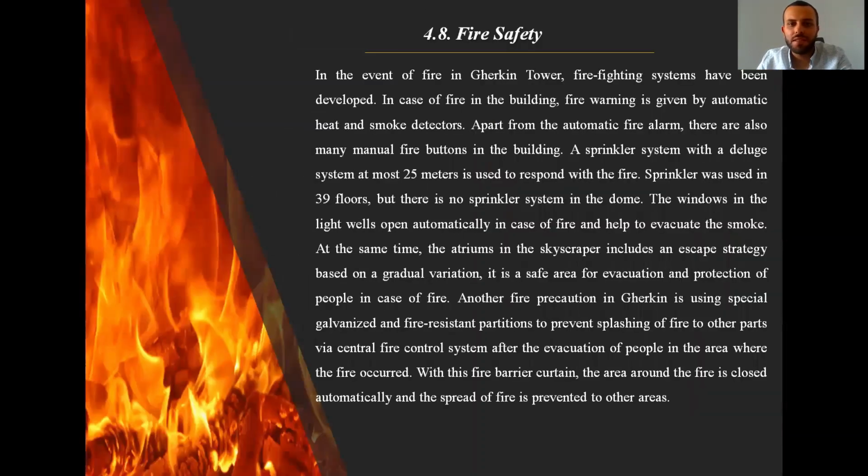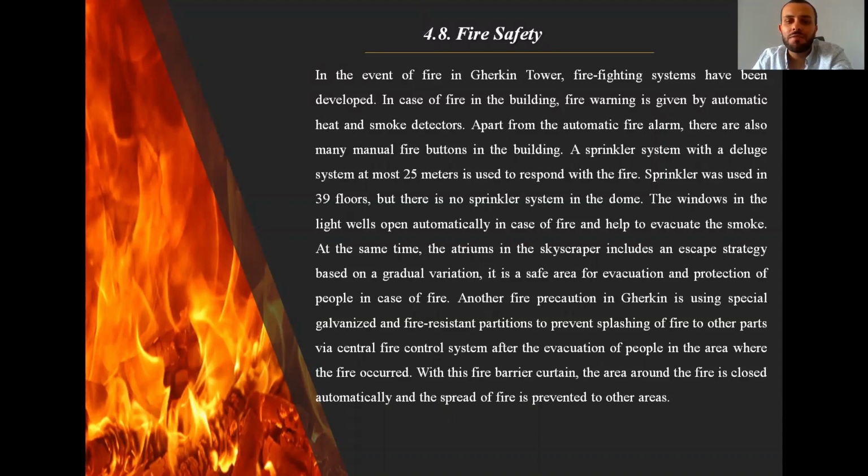Fire safety. In the event of fire in Gherkin Tower, firefighting systems have been developed. In the case of fire in the building, a fire warning is given automatically by heat and smoke detectors. Apart from the automatic fire alarm, there are also many manual fire buttons in the building. A sprinkler system with a delivery distance of at most 25 meters is used to respond to fire. Sprinklers were used up to 39 floors, but there is no sprinkler system in the dome.